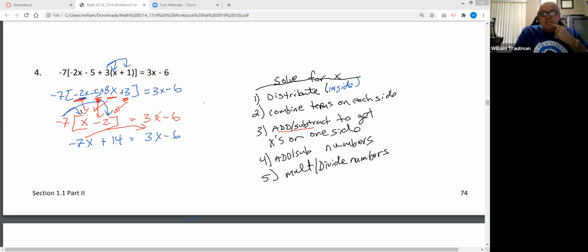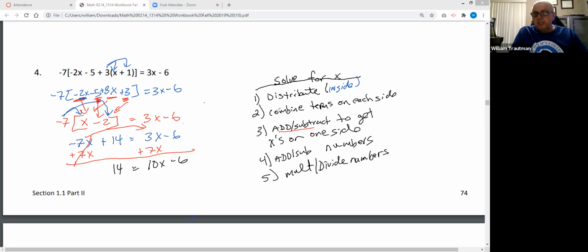It's a -7x, so I'm going to do the opposite: add 7x to both sides. The left side turns to 0. 3x and 7x is 10x. And then we have that minus 6 that drops down.